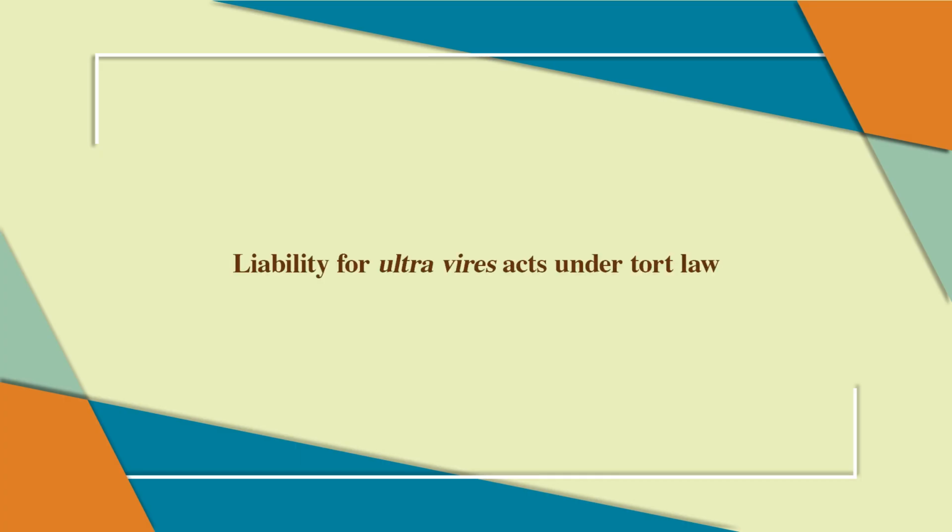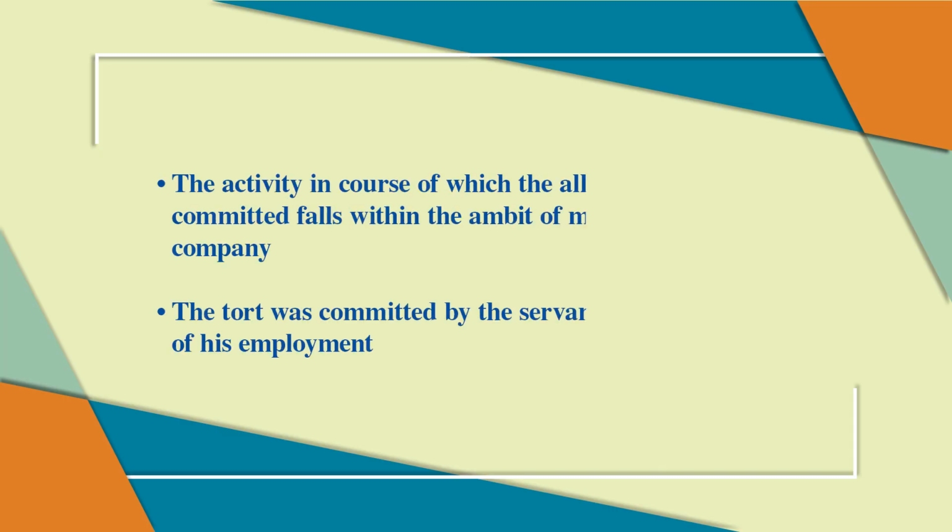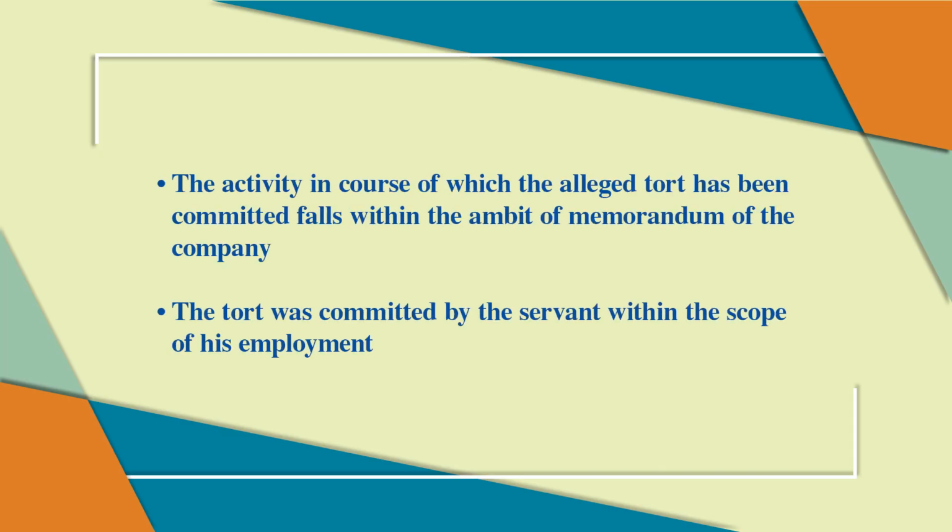Sixth, liability for ultra vires acts under the law of torts. There is ambiguity as to the extent to which a company can be held liable for damages resulting from its ultra vires acts. But the law, as it stands today, makes a company liable under the law of torts if it is shown that, number 1, the activity in the course of which the alleged tort has been committed falls within the ambit of the memorandum of the company, and number 2, the tort was committed by the servant within the scope of his employment.